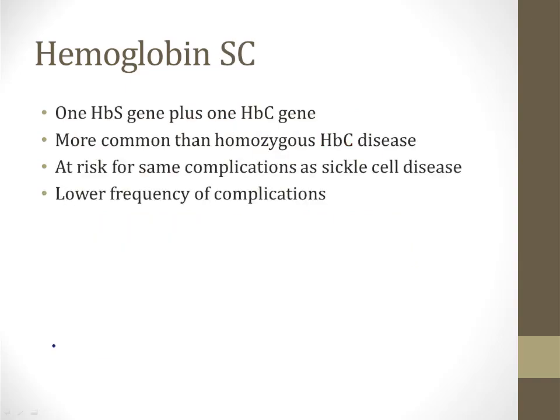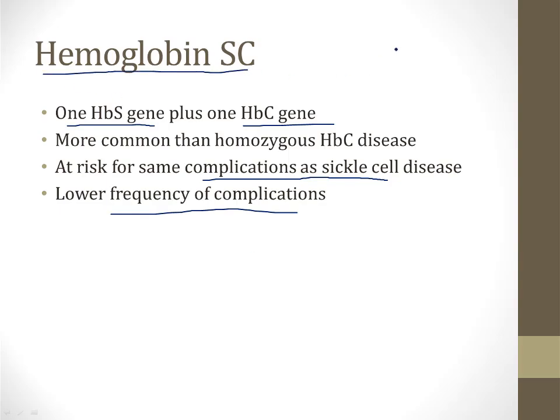As I mentioned before, homozygotes for the hemoglobin C mutation are very rare, and heterozygotes usually have a mild anemia and do not have sickling. The one time where patients with the hemoglobin C gene can develop sickling is if they are born with one hemoglobin S gene plus one hemoglobin C gene. These patients are at risk for the same complications as in sickle cell disease, however they have a lower frequency of complications. This is sometimes referred to as hemoglobin SC disease to distinguish it from hemoglobin SS disease, where patients have two copies of the sickle cell anemia gene.